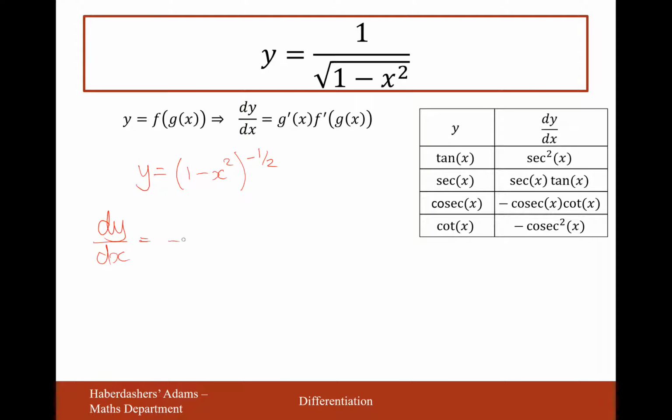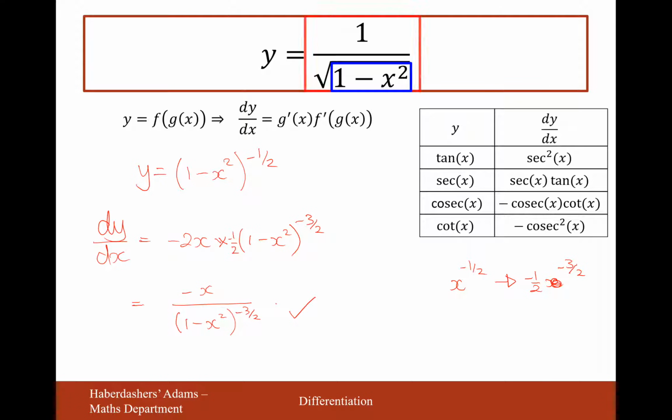The inside function differentiated is minus 2x. And then let's think about the outside function, x to the power of minus a half. Bring the power to the front, reduce the power by 1, so it'll now be minus 3 over 2. So it's going to be times, but it's not x, it's the inside function, so it's going to be 1 minus x squared. Whoops, we've got to times by a half, didn't we? Minus a half, and then it'd be minus 3 over 2. Simplifying this, it's just going to be minus x over 1 minus x squared to the power of minus 3 over 2. And there we are, that's the answer to this question.